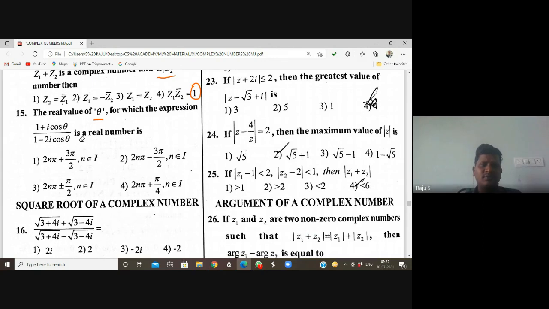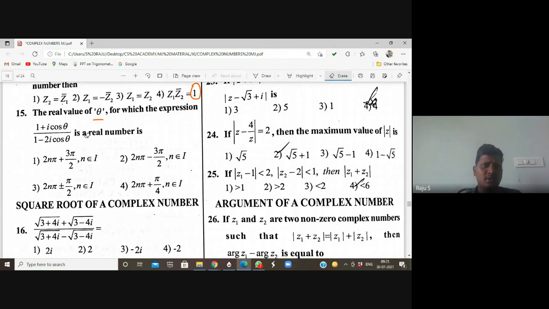Exactly. When 90, if you substitute here, cos 90 is 0, cos 90 is 0, numerator is 1, denominator is 1, 1 by 1 is 1, and 1 is a real number. Am I right? 1 is a real number. So this is the general solution actually for cos theta. Whenever it is pi by 2 or 3 pi by 2, minus pi by 2, minus 3 pi by 2, it will become real.